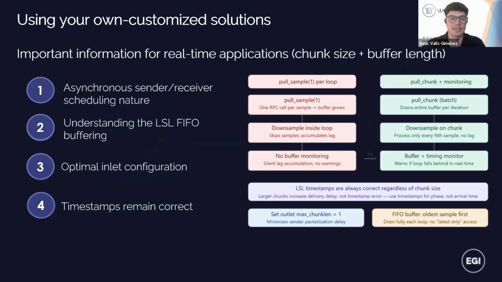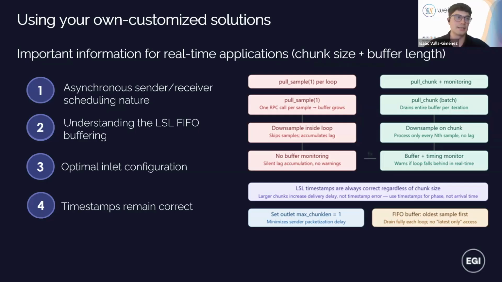So LSL operates asynchronously, meaning that the sender and the receiver run on independent schedules. There's not really a fixed clock tying them together, and that's important to keep in mind for these closed loop designs. You should always base your timing decisions on the LSL timestamps, which are attached to each sample, rather than assuming that the data you just received is from that exact moment. That's an important point to make sure you're actually accessing the data in real time.